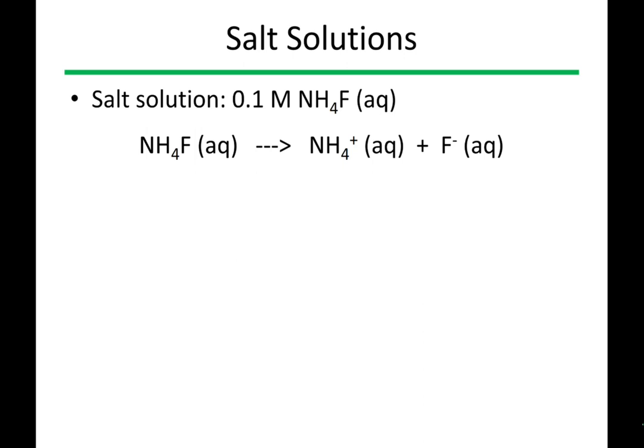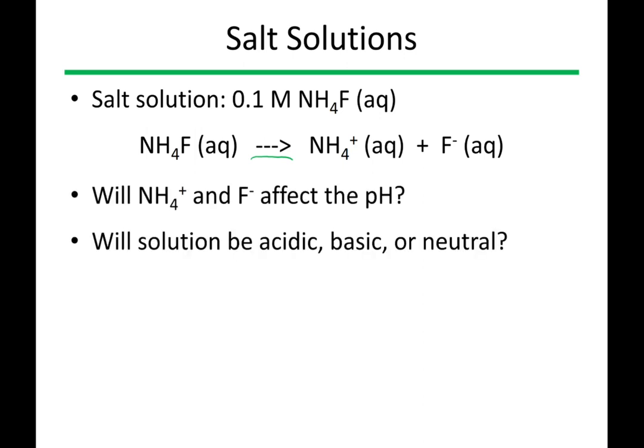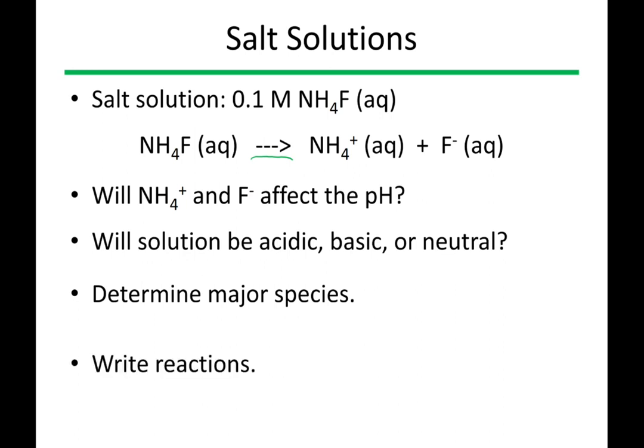Here we have NH4F. This is a soluble salt, so it'll dissolve into these species. Will these affect the pH? And will the solution be acidic, basic, or neutral? Okay, so first determine the major species, and then write the reactions for this one. So this is going to be NH4+, F-, and water. We can write the reactions of these species.